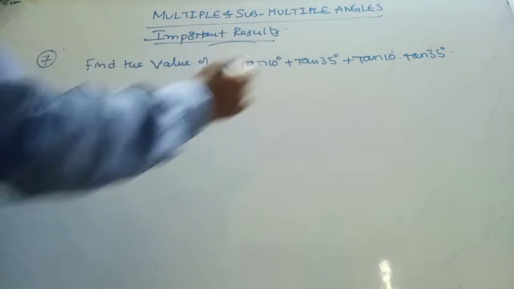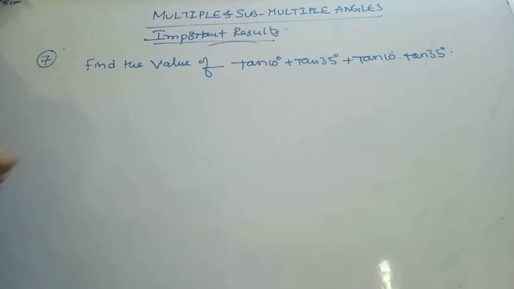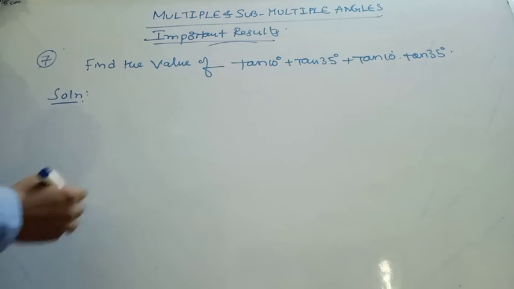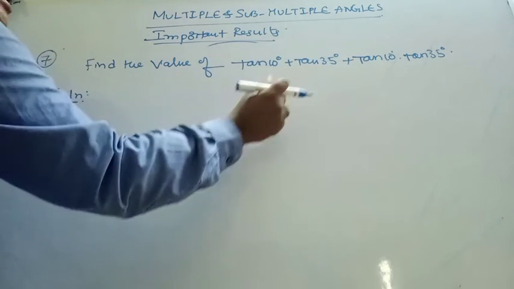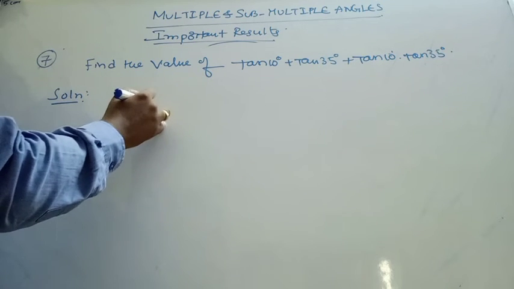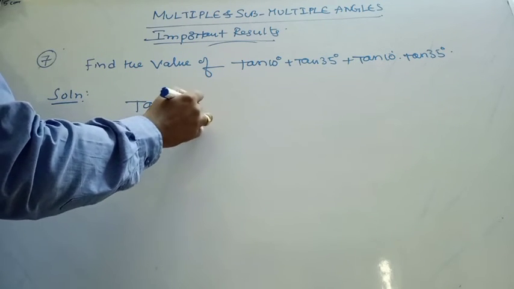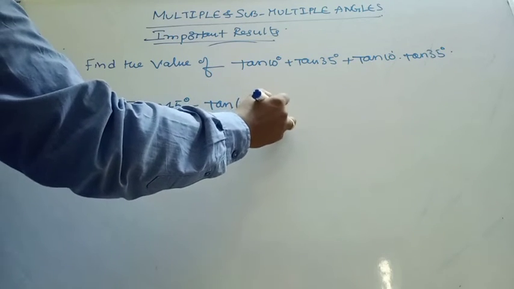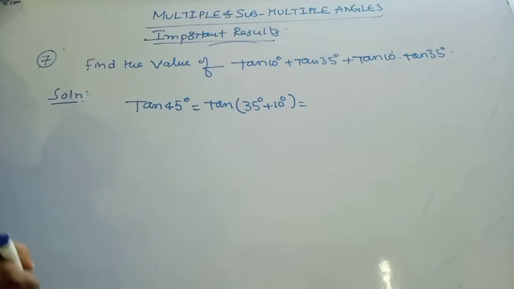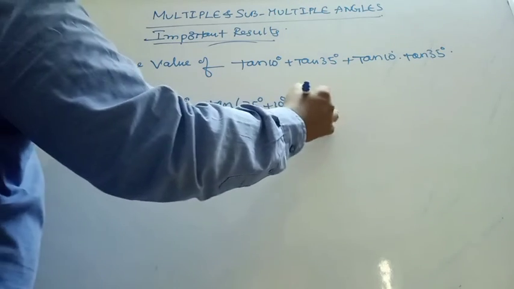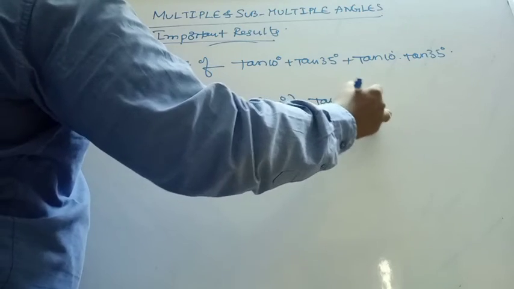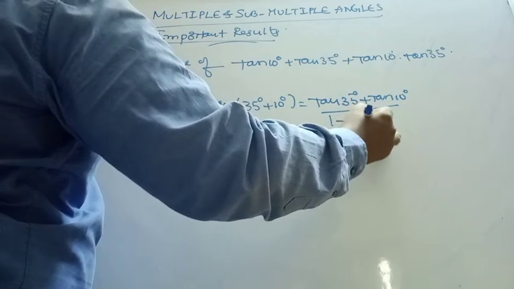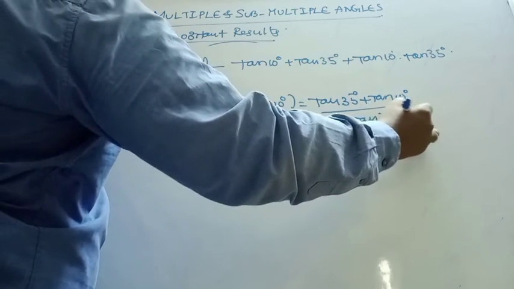plus tan 35 plus tan 10 into tan 35 degrees. We need to find this. How do we do this? On looking at this problem, we have to get an idea. 10 degrees plus 35 degrees is equal to 45 degrees. Let us take tan 45 degrees. This tan 45 degrees we can write as tan of (35 plus 10) degrees. Now let us apply the tan (A plus B) formula, tan 35 plus tan 10 divided by 1 minus tan 35 into tan 10, right?